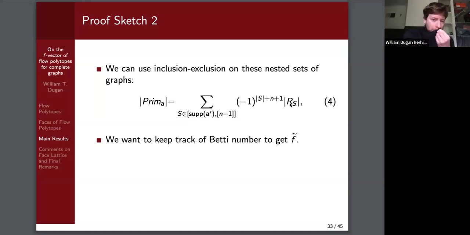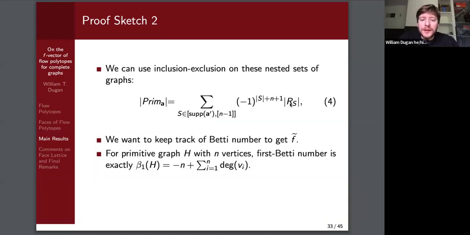But now the idea is we want to keep track of the first Betti number in order to get the primitive f vector. So the way we're going to do this is we're going to upgrade to generating functions, but first we need to say why primitive subgraphs are so important this whole time.